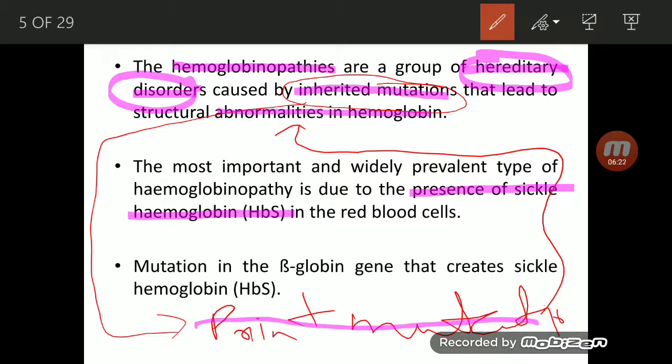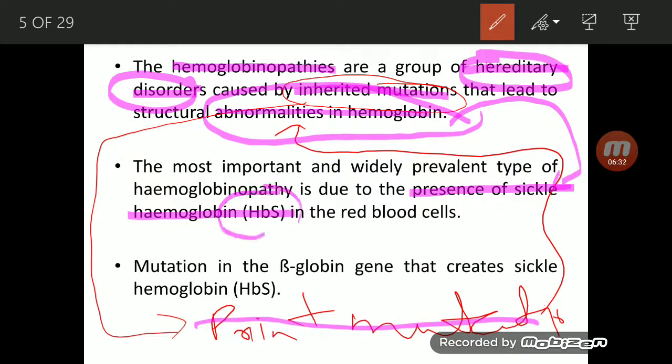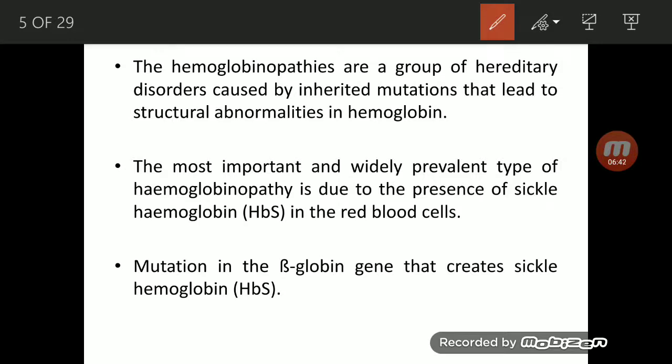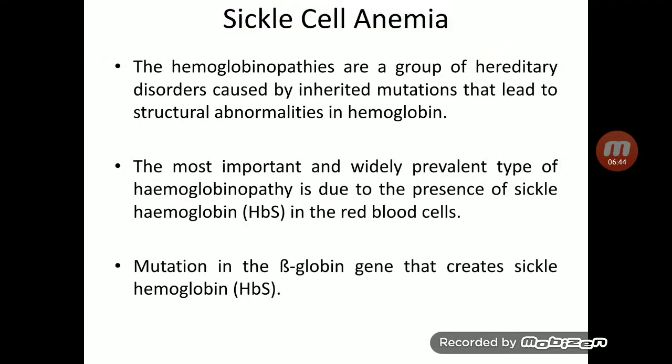Because of this point mutation, you get abnormal hemoglobin, and this abnormal hemoglobin is known as sickle hemoglobin, denoted by HbS. Generally this mutation occurs in your beta globin chain and not in your alpha chain. It affects your beta globin and not your alpha chain.